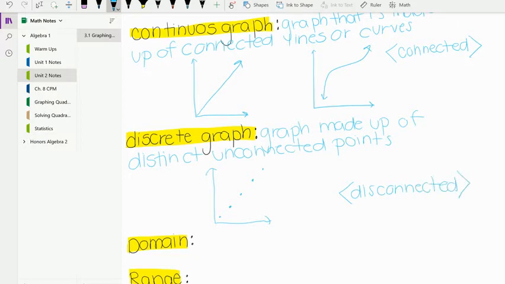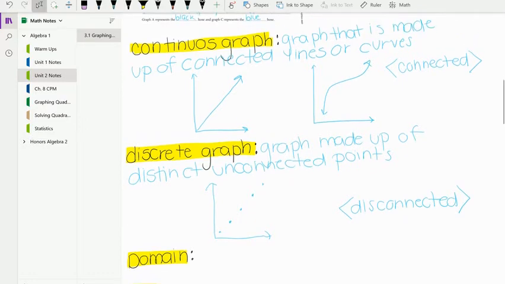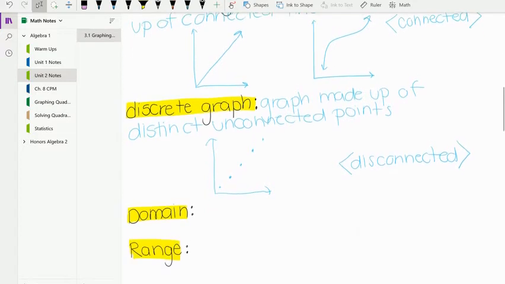We're going to be looking at situations which would be continuous versus discrete. A continuous situation could be like filling up a water barrel over time, because I can have fractional amounts of time and fractional amounts of water. But a discrete graph could be something like one bus per 30 passengers, because I can't have half a bus or half passengers.